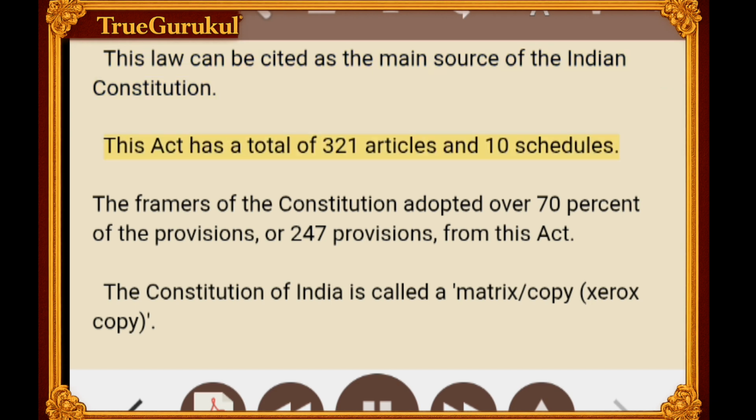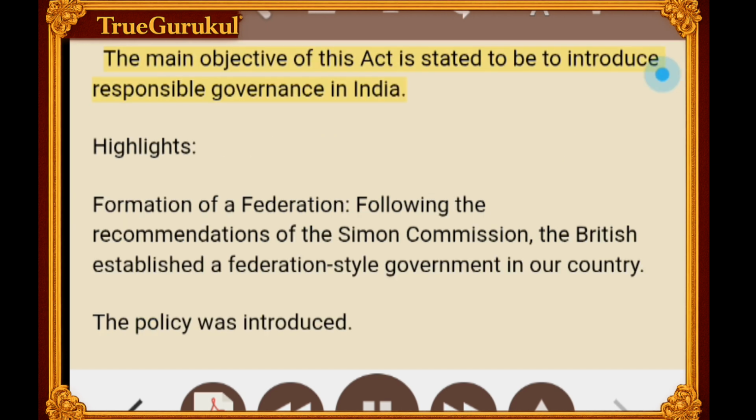This Act has a total of 321 articles and 10 schedules. The framers of the Constitution adopted over 70% of the provisions, or 247 provisions, from this Act. The Constitution of India is called a matrix copy, Xerox copy. The main objective of this Act is stated to be to introduce responsible governance in India.